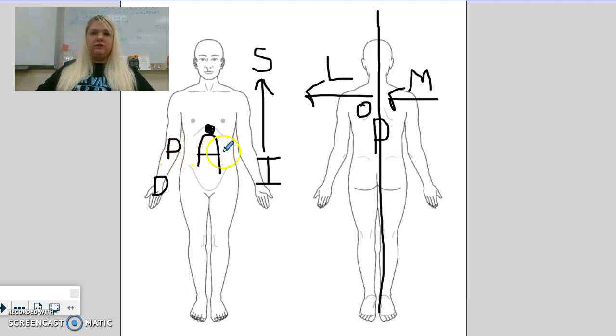So there you go. We just talked about 4 sets of terms right there. We talked about anterior being on the front side of the body, posterior being on the back side of the body. We talked about superior meaning above, inferior being below, lateral and medial, lateral being farther away from this midline, medial being closer to the midline, and proximal and distal, proximal being closer to the point of origin of the body, and distal being further away.